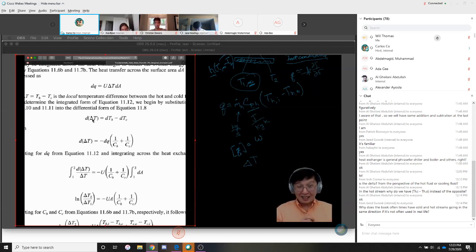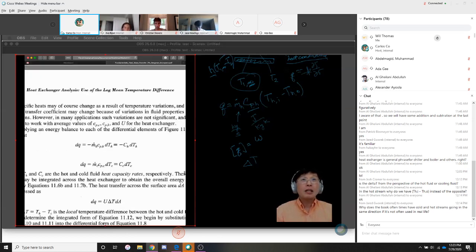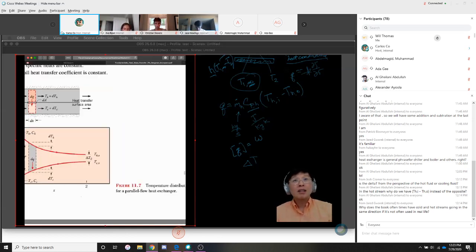Remember, this delta here is saying that at some location, associated with some differential area, there is the hot temperature and the cold temperature. The difference between that is delta T. So now you might ask, what is the differential of the delta T? What does that refer to? Well, let's take a look at this picture here.